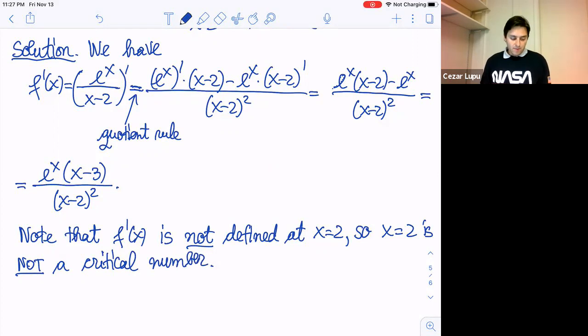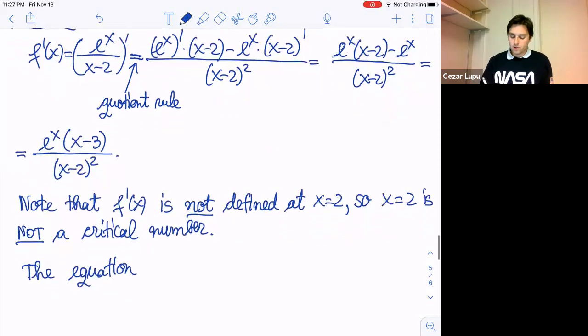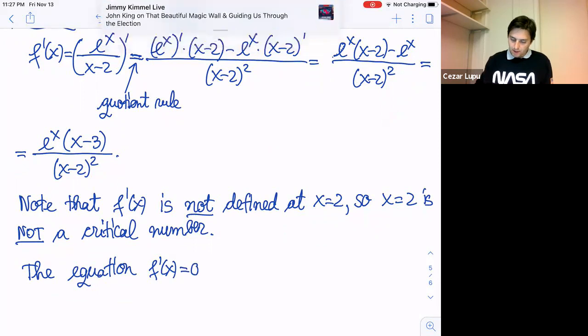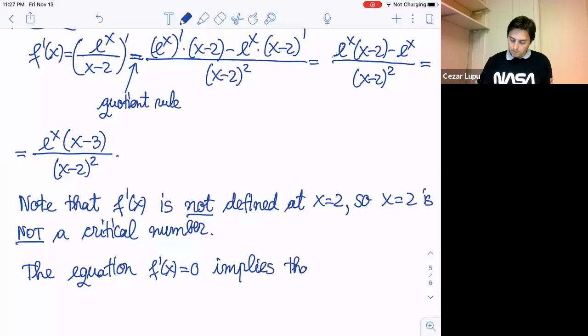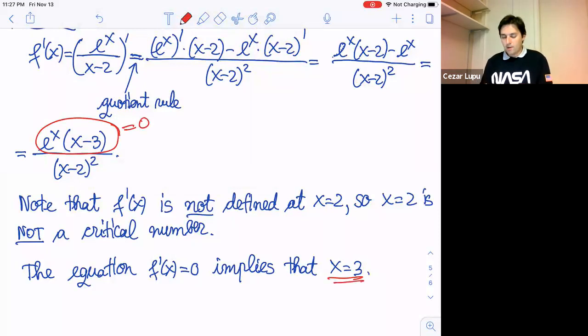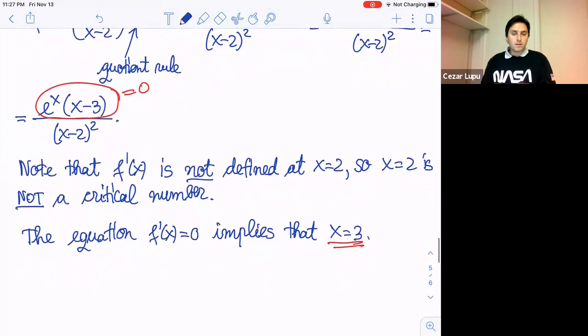Okay, that's great. So if we set up the equation, because we would like to solve this equation f prime of x equals 0. So the equation f prime of x equals 0 implies that x equals 3, right? As you can see here, if you look at this guy, this guy has to be equal to 0, right? So the only option we have is for x to be 3. Okay, that's great. So now this will be the only critical number.